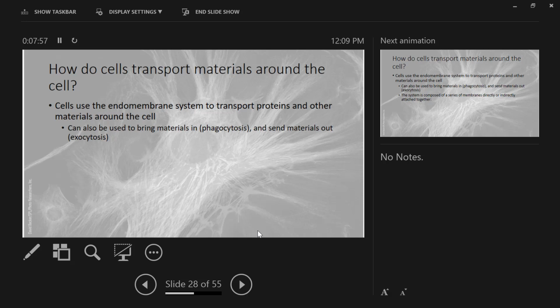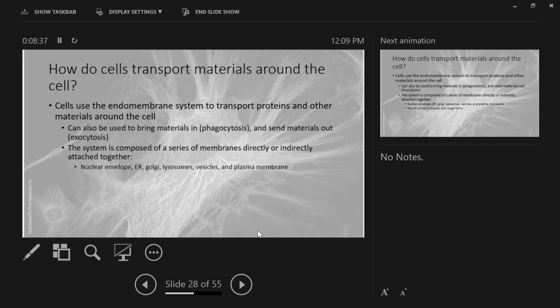And let's take this name apart. So we have the endomembrane system. What does endo mean? Inside. What does membrane mean? Yeah, like a covering, right? It means a membrane, right? So we're talking about a system of membranes within the cell, and that's exactly what the endomembrane system is. It's a series of membranes. Some of them are directly attached together, but many of the times they are not physically attached together. But you've got these series of membranes used to transport proteins and other materials around the cell.